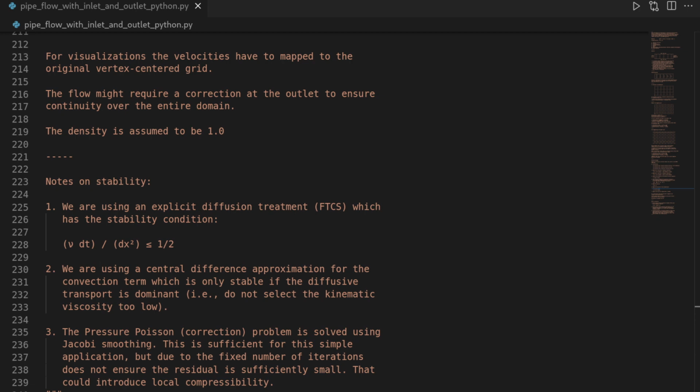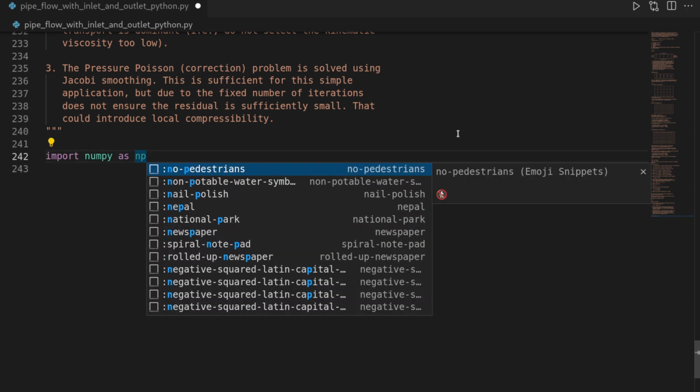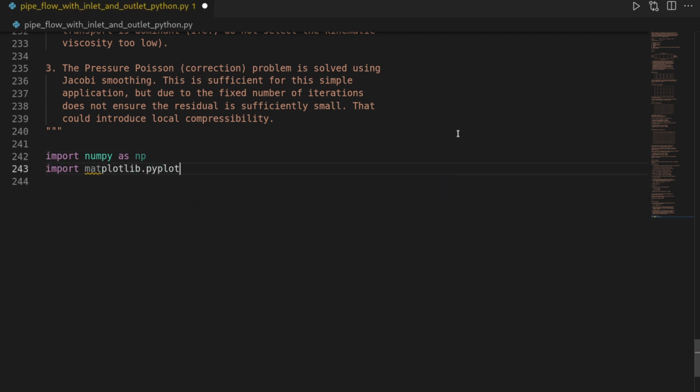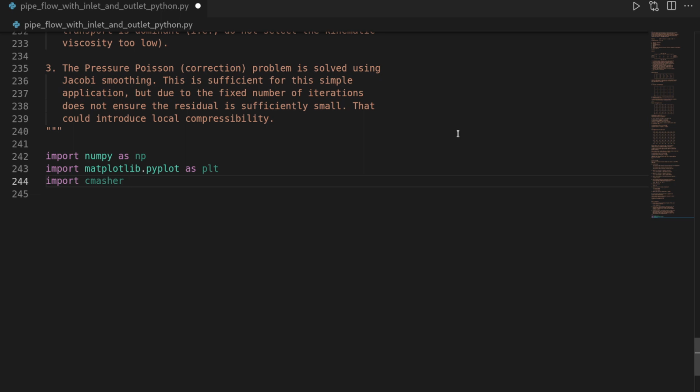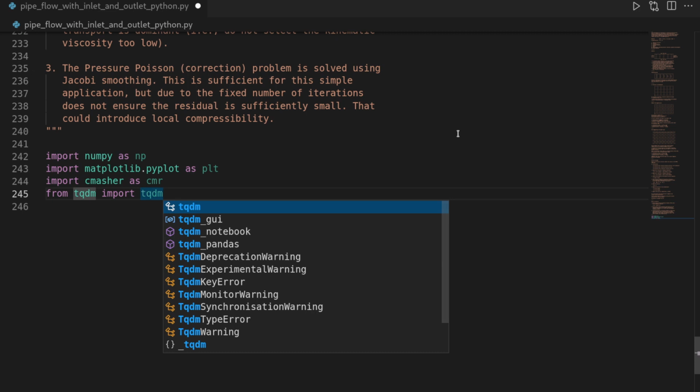First things first, let us import all the necessary packages. So we need NumPy as NP for our numerical computations. Then I also need matplotlib.pyplot as PLT for the visualizations. And then I have two more optional dependencies. First, it is cmasher, which is a collection of beautiful color maps, which we also use for visualization, as well as tqdm, which is a super simple progress meter.